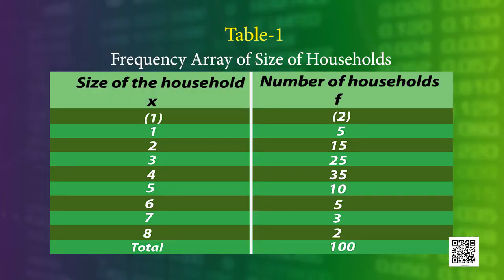A survey of 100 households was carried out to obtain information on their size, that is, the number of members of households. The results of the survey are classified as a frequency array in table 1 shown on the screen. Column 1 of the table gives the values which the variable x, that is, size of the household, takes, and column 2 gives the corresponding frequency, that is, the number of households. Thus, there are 5 households whose size is 1, there are 15 households of size 2 and so on. Thus, the table gives the frequency array of sizes of households.